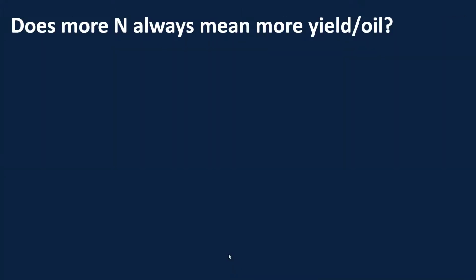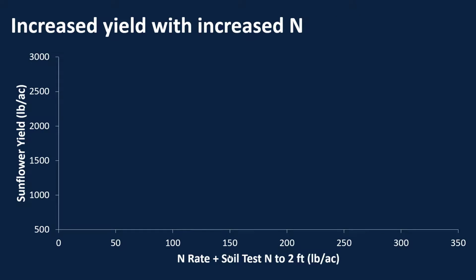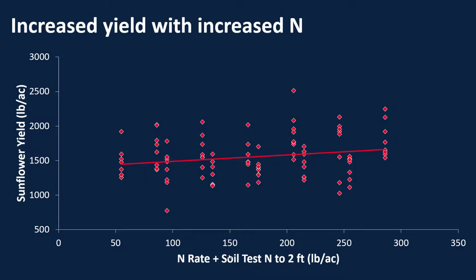So this section we're going to talk about, does more nitrogen always mean more yield or more oil? If we go back to our previous graph and we look at our sunflower yield versus our nitrogen rate plus soil test N, we see a relationship that looks like this. We're slowly increasing with nitrogen fertilization plus soil test N.